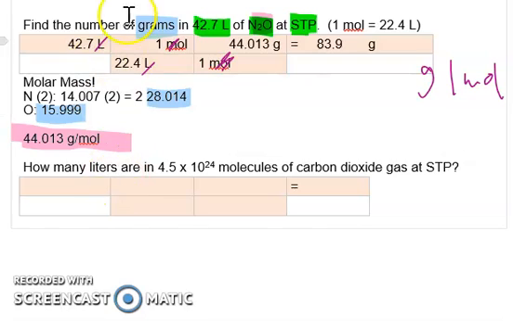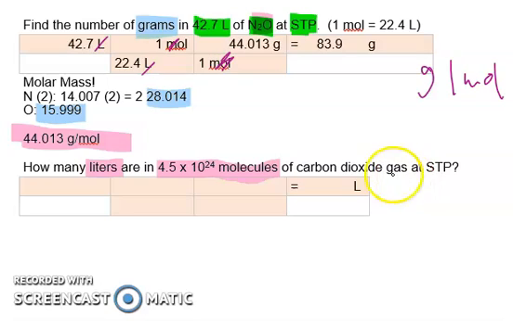Okay, let's move on to the next one. How many liters, so in my final answer I have to have liters, are in 4.5 times 10 to the 24 molecules of carbon dioxide gas at STP? Okay, because it says STP, I know that I can use my conversion of 1 mole is equal to 22.4 liters.